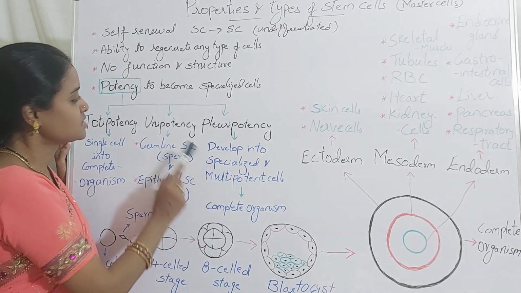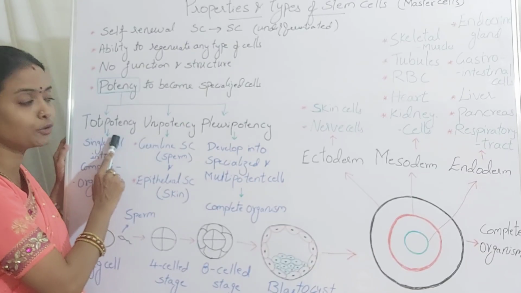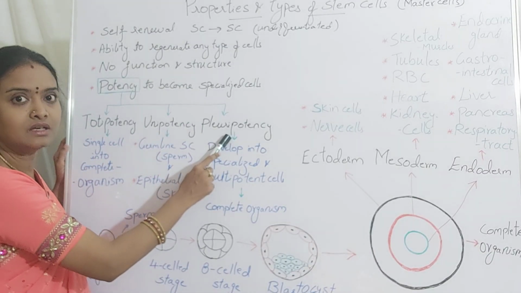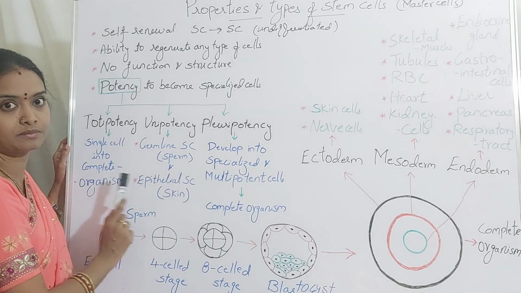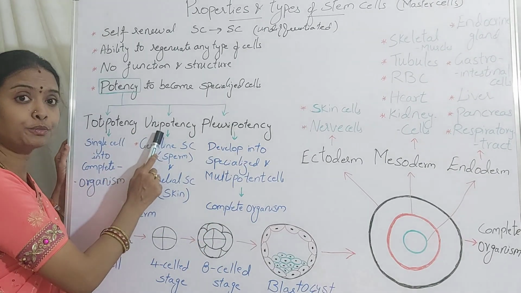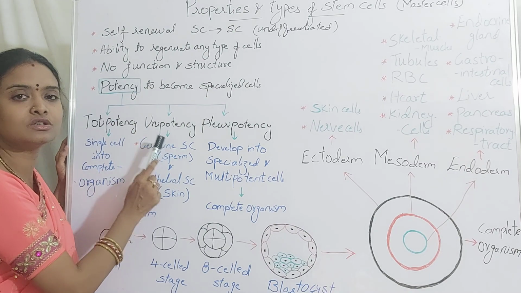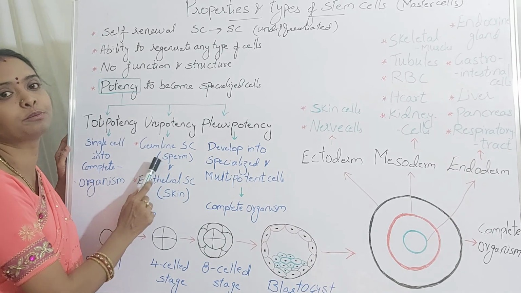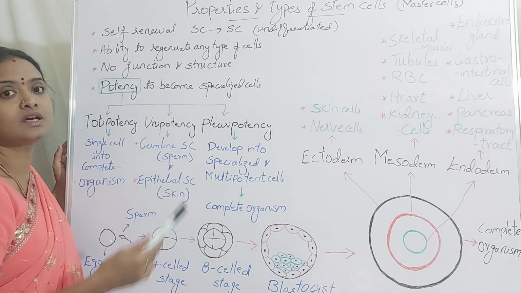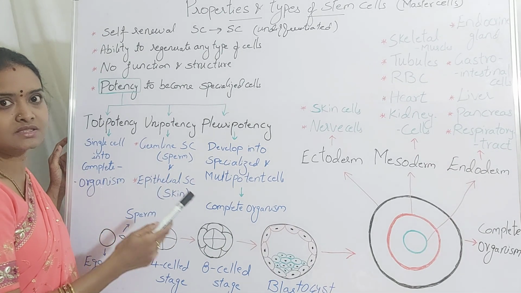Is it clear? See here, in the case of totipotency and pluripotency, they divide and differentiate to form a complete organism. Whereas in the case of unipotency, they are able to produce only a single type of cell, but not the complete organism or any different cell lineages. Is that clear?